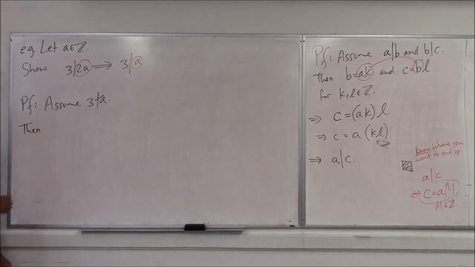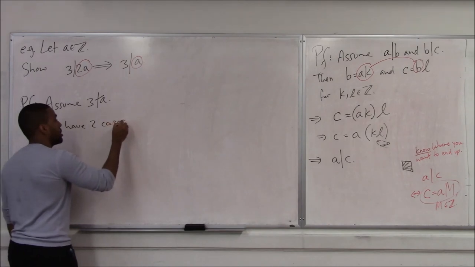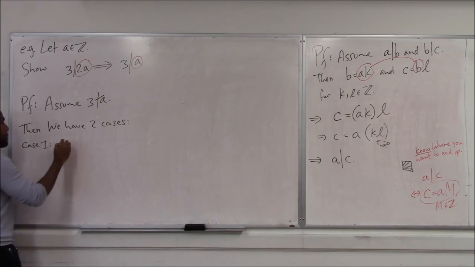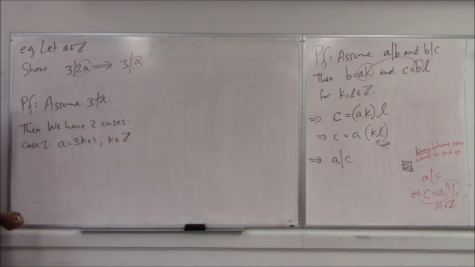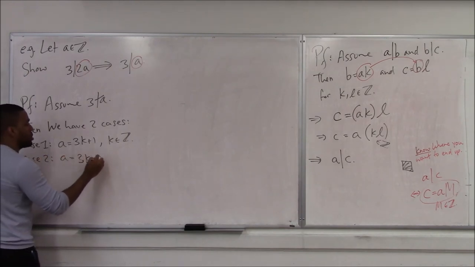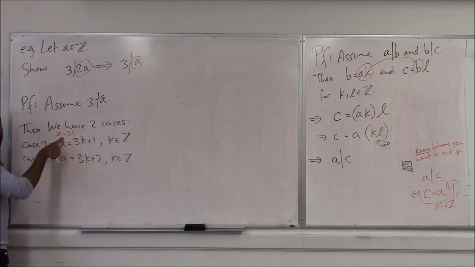Then there are two cases. What are the cases? a can either be written as 3k plus 1 for some k, or you can use q, it doesn't matter. Or case 2, a is equal to 3k plus 2 for some k. Why? Because there are only 3 possible ways to write down what a is in terms of divisibility by 3. One of them is a equals 3k, but that means 3 divides a, so that's no longer an option. The other two are these. Therefore, we have two cases to deal with.